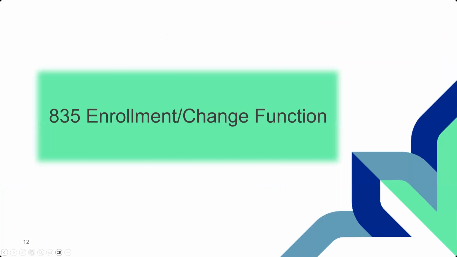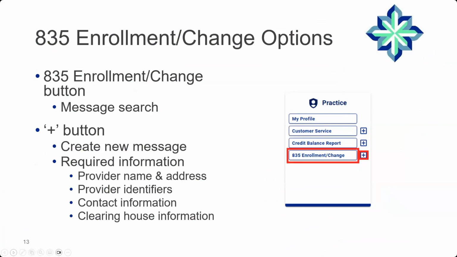So now let's go into using the 835 enrollment change function. Now here you can see there are two functions that can be performed. If you choose the larger button that reads 835 enrollment change, that is going to give you the option of searching and viewing previous forms and messages that have been sent. If you click on the smaller button with the plus sign, that's going to allow you to create a message by opening the enrollment change form.